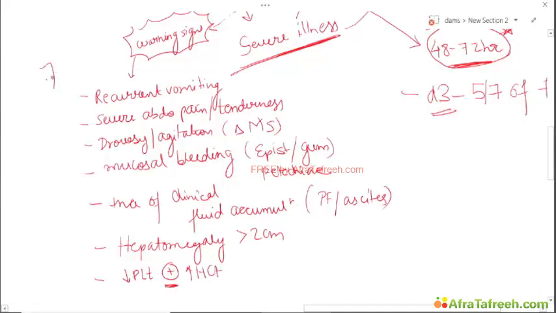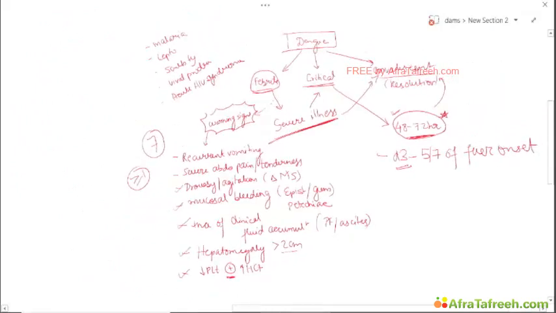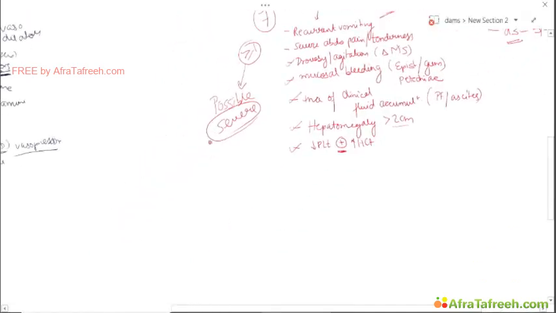Okay, so these are the 7 warning signs: recurrent vomiting, severe abdominal pain or tenderness, presence of drowsiness or agitation, mucosal bleeding, presence of clinical fluid accumulation, hepatomegaly more than 2 cm, and thrombocytopenia with increased hematocrit. If there is any one or more of these warning signs, one should consider a possibility of landing up into severe dengue. Now, which comes to the definition of severe dengue.